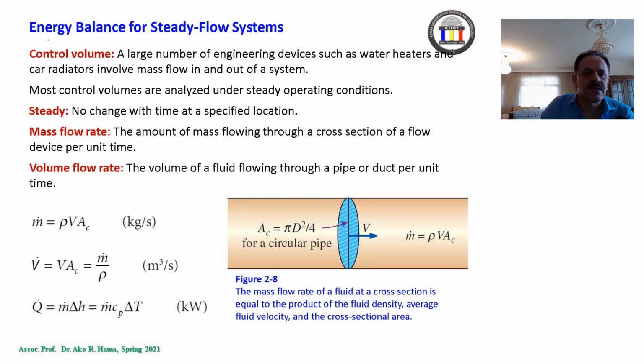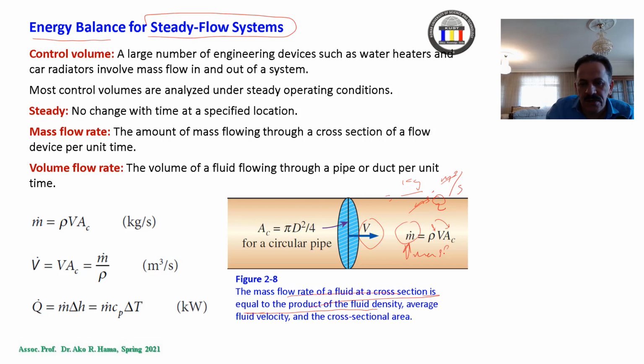Now we have other definitions for the energy balance for the steady flow systems. For example, for the flow in a pipe, the mass flow rate through a cross section is equal to the product of the density. Now we have the flow in this pipe having a velocity V, so this V times the A, the cross sectional area, will give you Q. That means how much meter cube per second will flow in this pipe. Now when I multiply this by the rho, which is kilogram per meter cube, it will give us a mass rate. This is the mass rate.